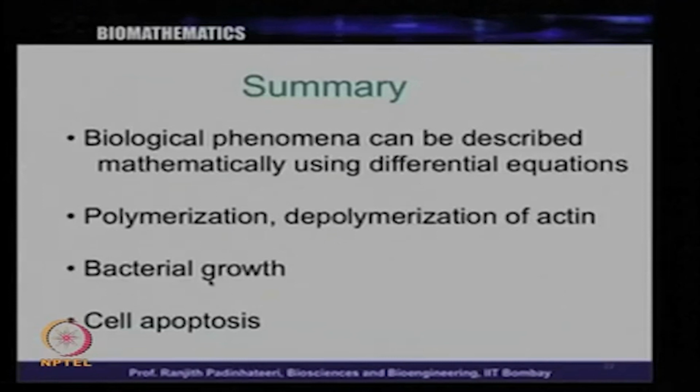To summarize, biological phenomena can be described mathematically using differential equations, and for examples we described polymerization and depolymerization of actin, bacterial growth and cell apoptosis. Knowing one constant, which is the initial condition in this case, we can solve this equation and get length or number as a function of time. So, this is what we learn in this class.